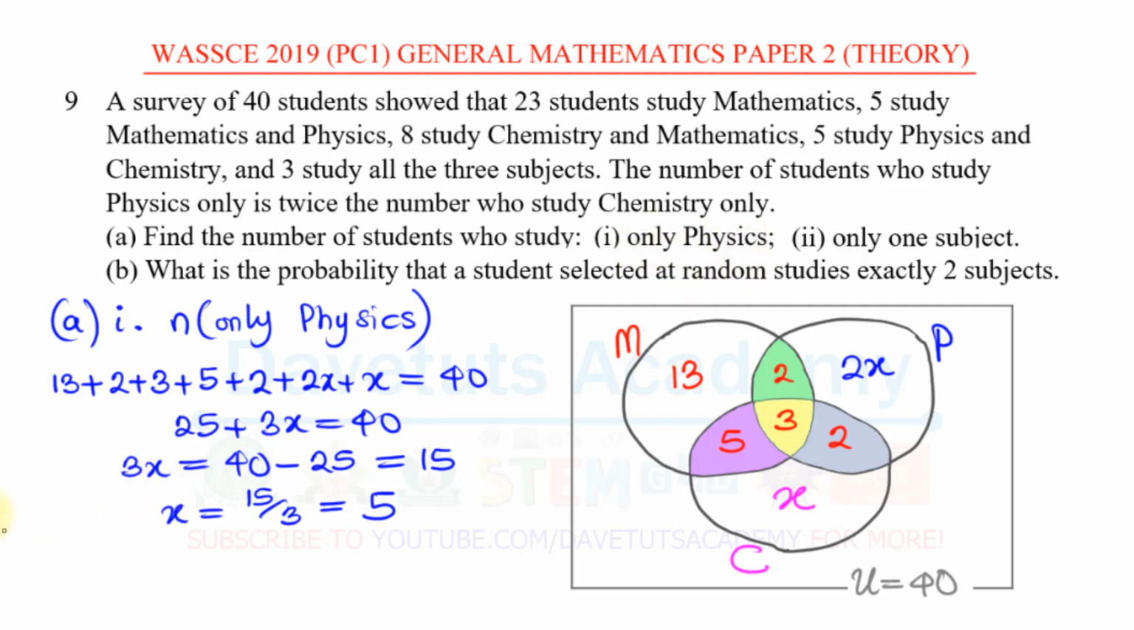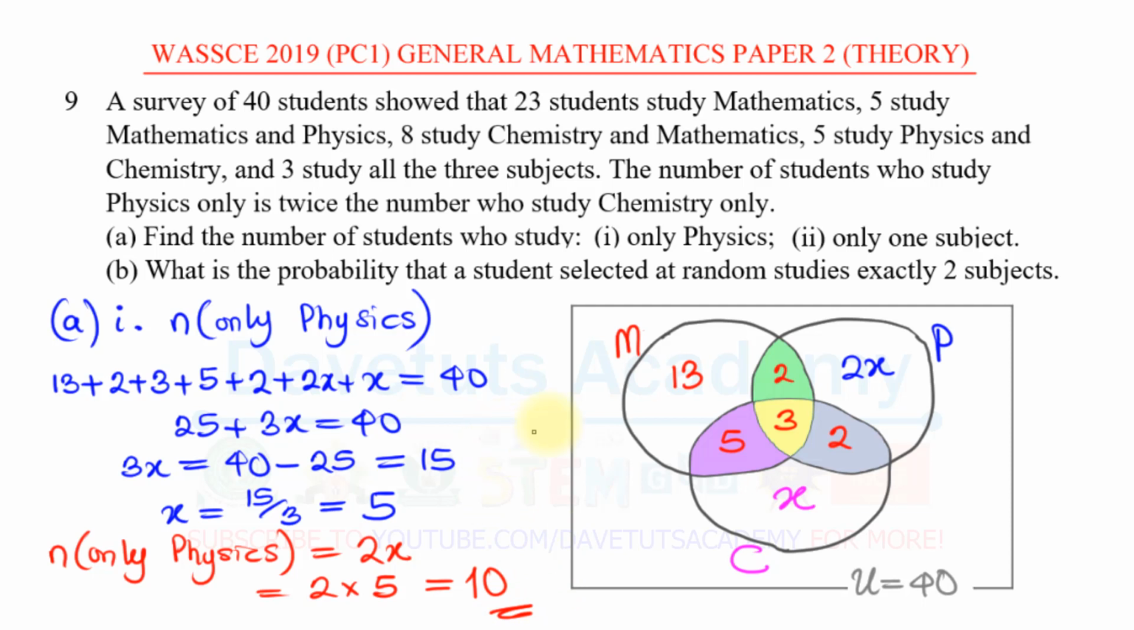So the number of students that studied only physics, from our diagram, we know it was gotten as 2x. That is going to give us 2 times 5, and 2 times 5 is 10 students. So 10 students is the number of those who study only physics. You can see how good this is, how we can use it to solve our question once we got our diagram correctly. But that's not all.